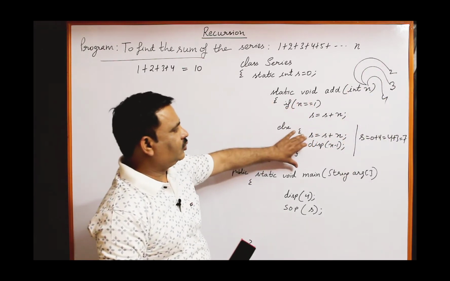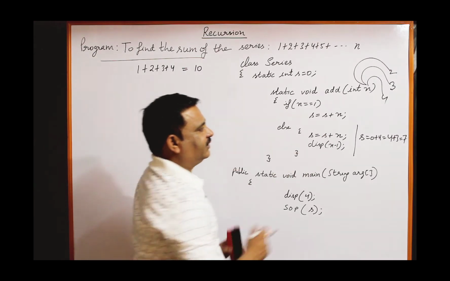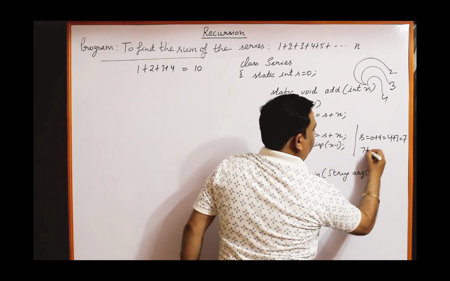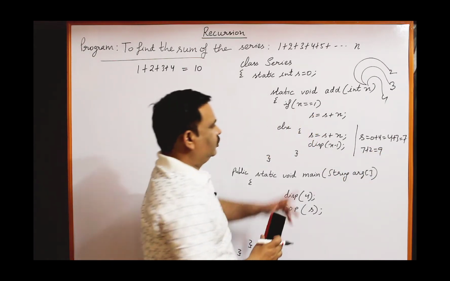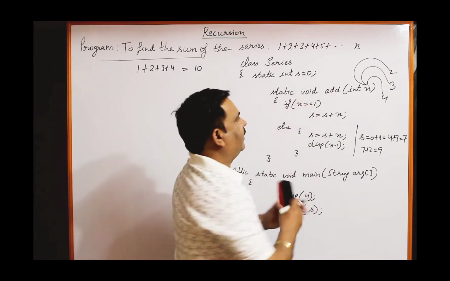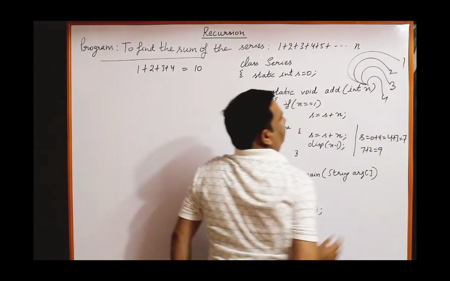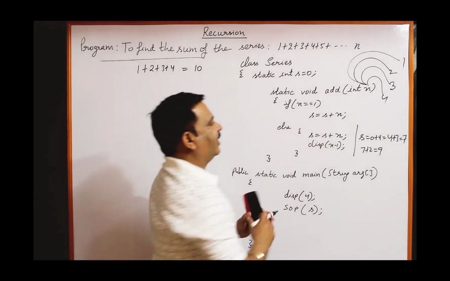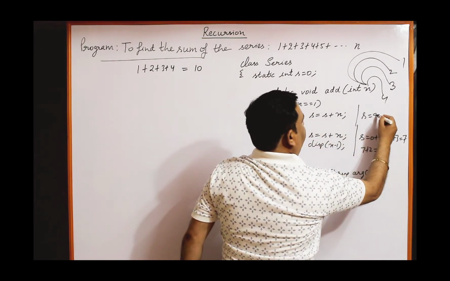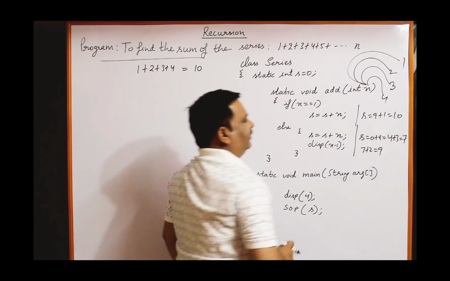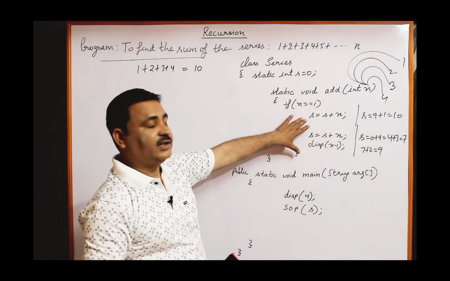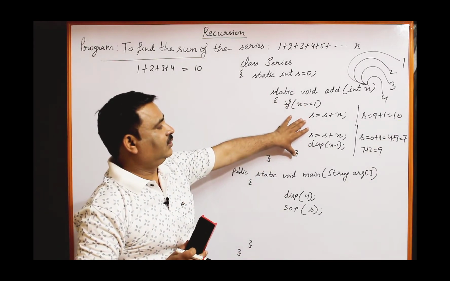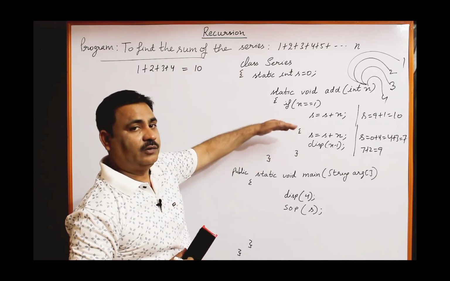The condition is false, so 2 will be added to the previous value of s, 7 plus 2, 9. So 2 minus 1, 1, the final function call with 1. The condition is now true, so 1 will be added to 9, so s will become 9 plus 1, 10. Now this was the last function call. Now nothing will execute and control will transfer back.